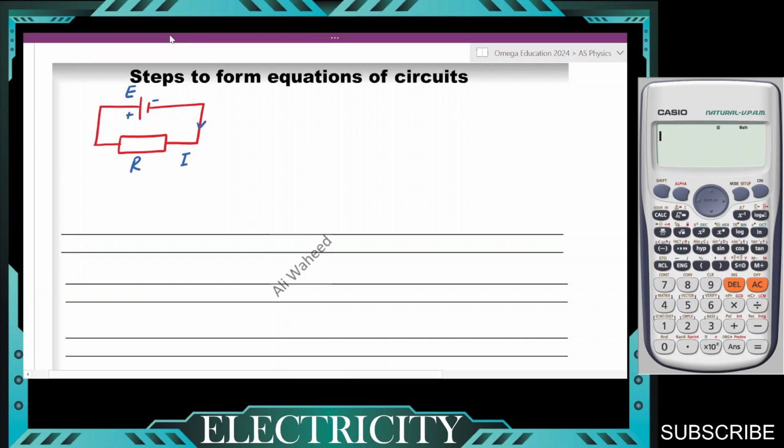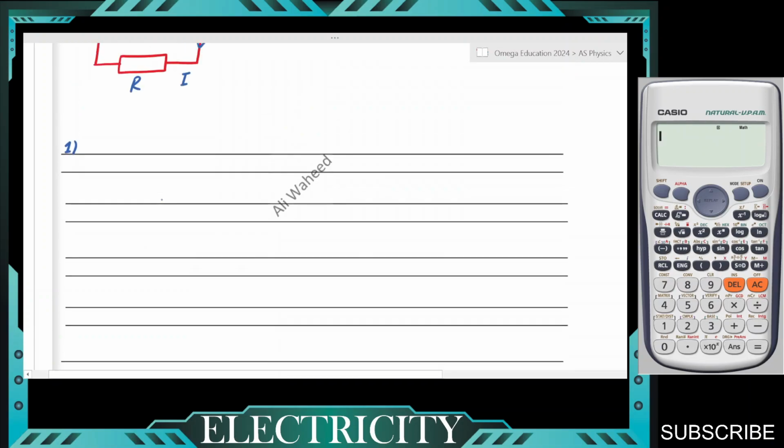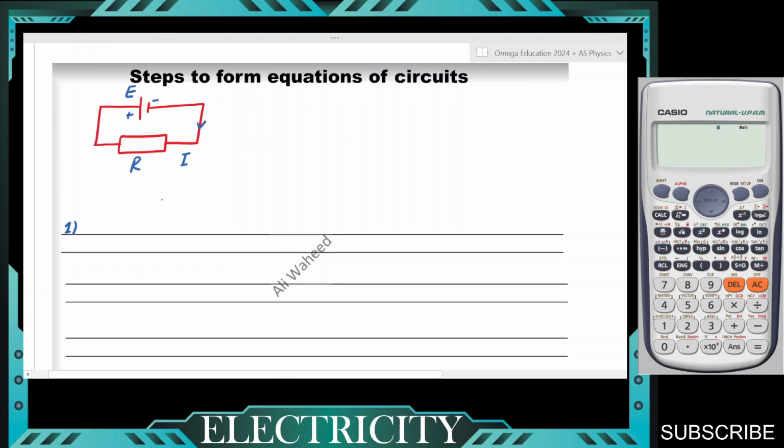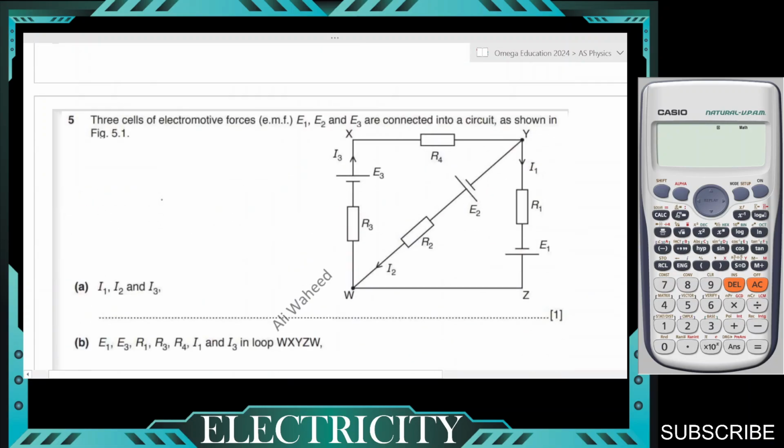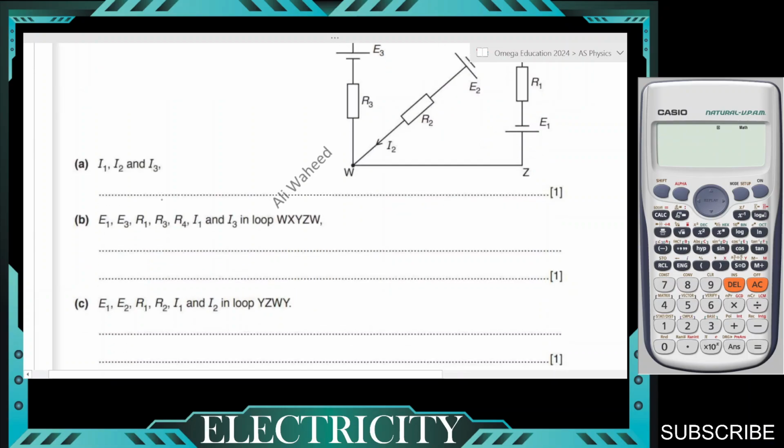Now, what is the first step? Whenever you have a circuit, the very first step is you have to mark one of the batteries, because there could be more than one battery in the circuit, as a reference battery. In this case, the only battery that you have would be your reference battery. But when you get a question, for example this one, you see E1, E2, E3, there are 3 batteries. You have to choose any of them as a reference battery.